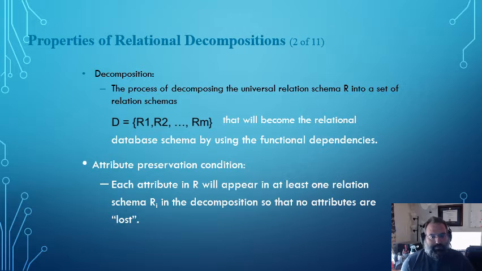Decomposition: the process of decomposing the universal relational schema R into a set of relational schemas D equals R sub 1 through R sub n, that will become the relational database schema by using the functional dependencies. Attribute preservation condition: each attribute in R will appear in at least one relation schema Ri in the decomposition so that no attributes are lost.